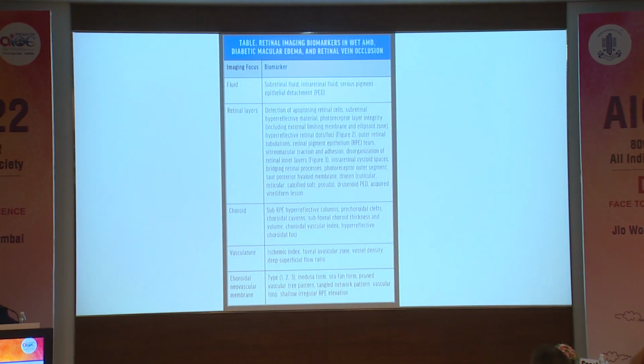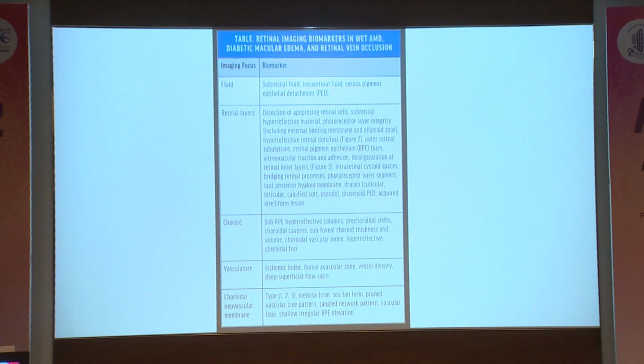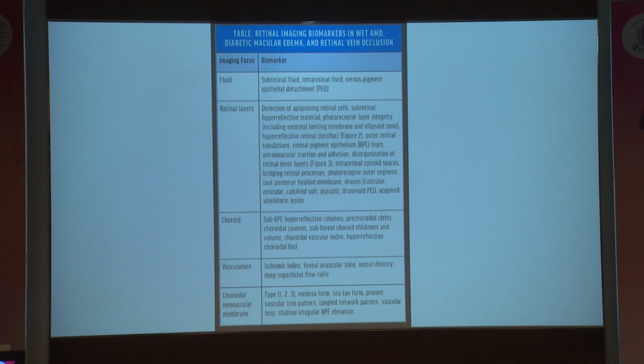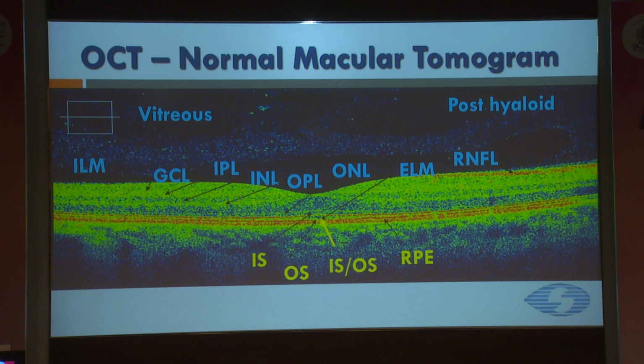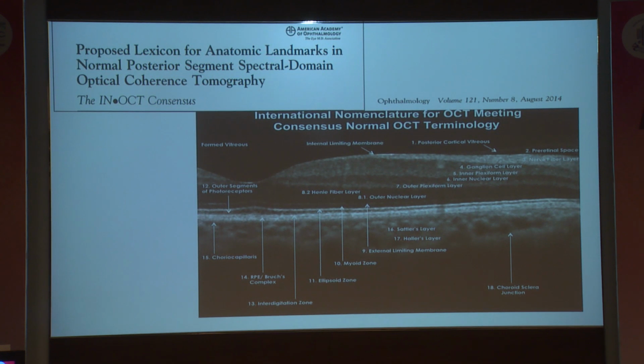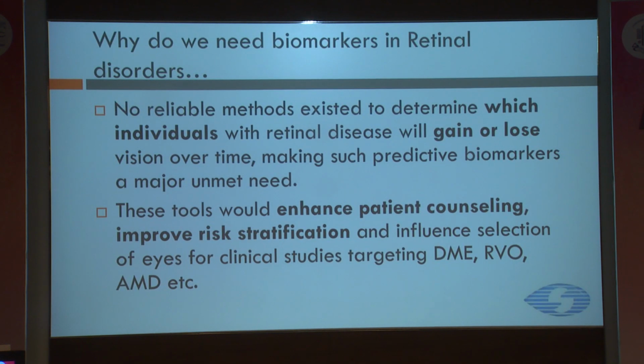So when we go through this very crowded table, you can see the imaging focus basically relies on things like fluid, the retinal layers, vasculature, and the CNVM. The common factor is the OCT scan, which is very vital for us to look for any of these biomarkers. It's important that we standardize the anatomical landmarks to be able to read an OCT scan well. And this consensus group which published in Ophthalmology in 2014, this paper is excellent. Anybody interested in imaging, I would recommend you read this. It helps us to see the OCT layer by layer, and only if we know the normal structure are we able to identify these important biomarkers.